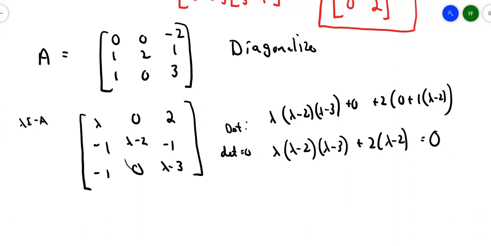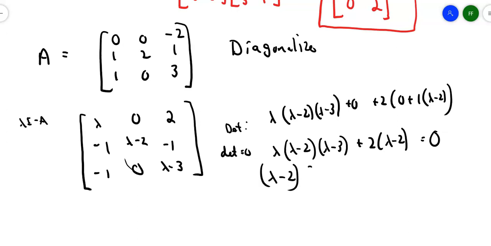Again, like we did in the previous case, I would factor out that lambda minus 2, because otherwise you're going to have to do one of those synthetic division deals where you get a third-degree polynomial and you have to start working your way backwards with the rational root theorem, going, all right, I can try this, I can try that, I can try factors of the third term divided by the first term, and so forth. So let's avoid that if we can.